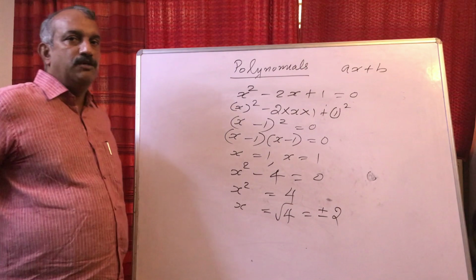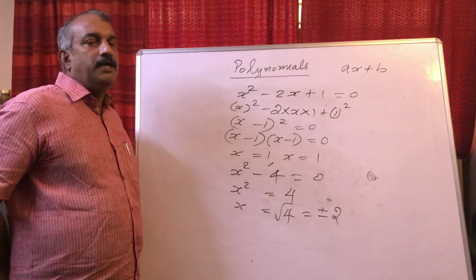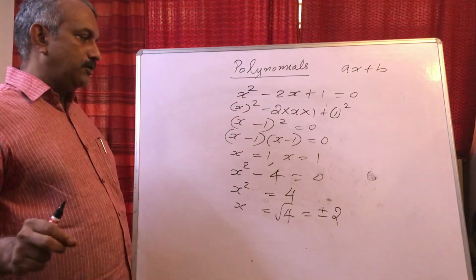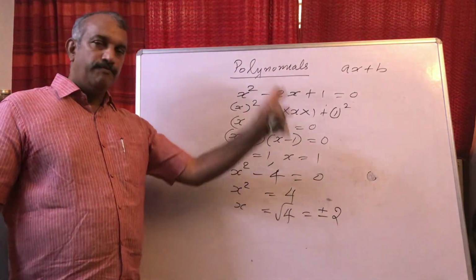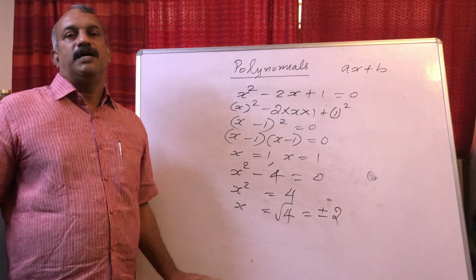When you multiply 2 by 2, we get 4. Again, when we multiply minus 2 by minus 2, again we get 4. So normally you make mistakes in this one. So please be careful whenever we find the square root of a number, plus or minus.